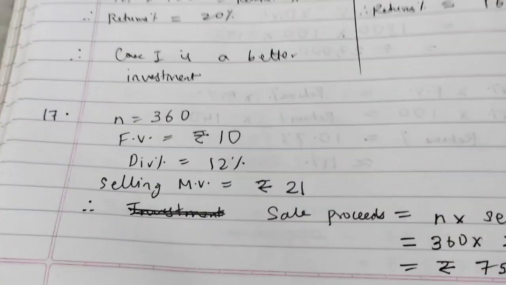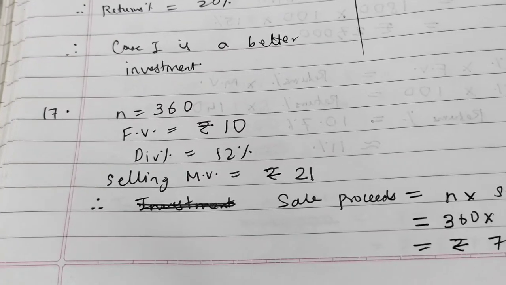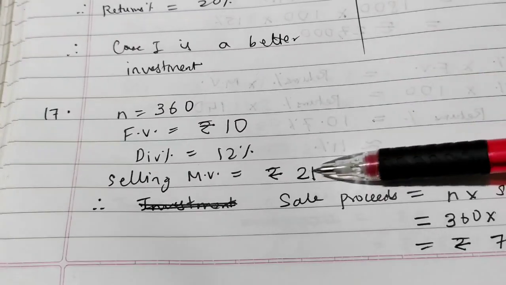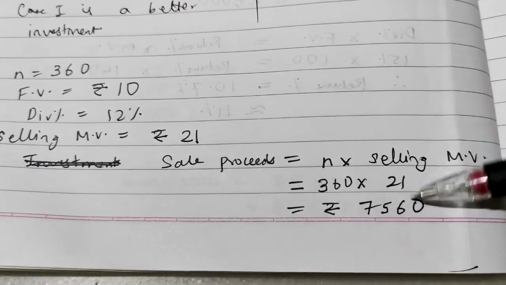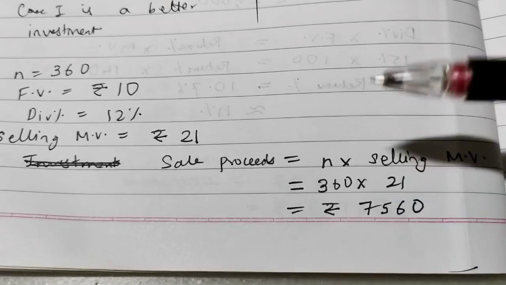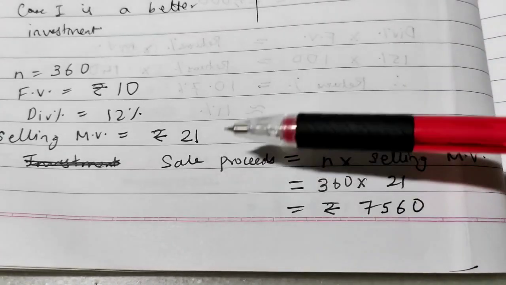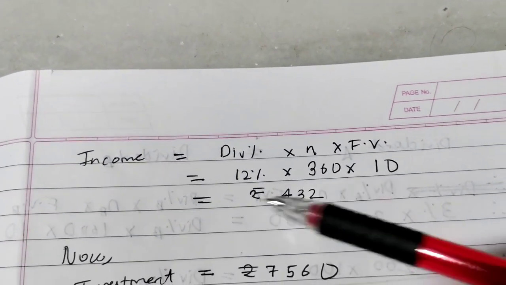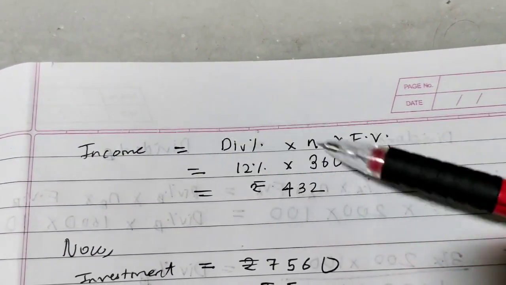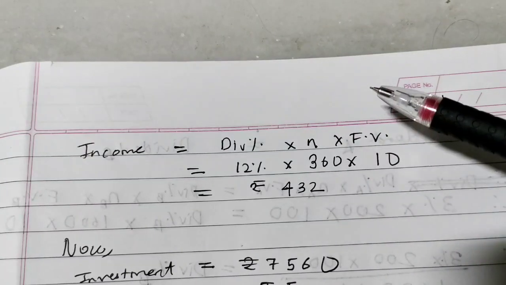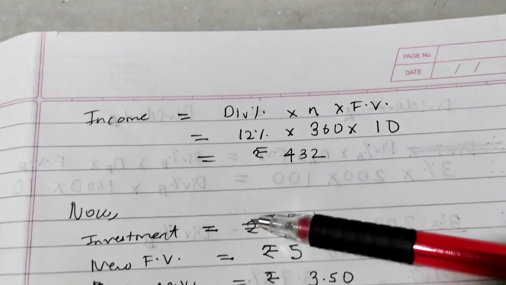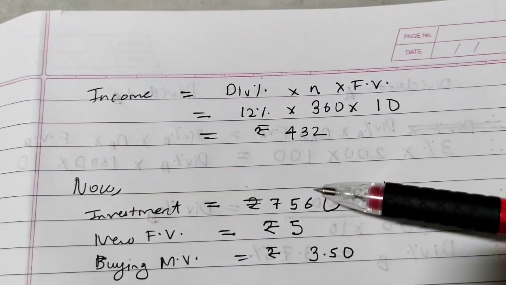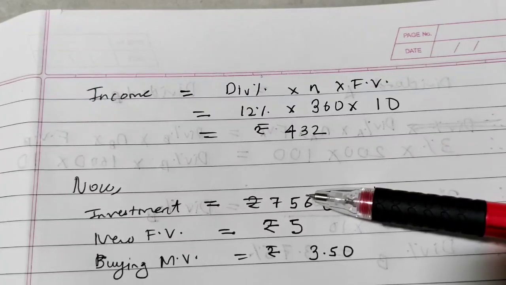So first of all, the first case, number of shares is given, FV is given, dividend percent is given, selling MV is given. So sales proceeds is N into selling MV, 7,560 after selling all his shares. And while he had the shares initially, he used to get an annual income of 432 rupees. That is the income, dividend, for the first set of shares. But now he has sold all those shares, and the money he got by selling, he invested it in buying new shares. Maybe he thought that that will be a better option for him in the future.